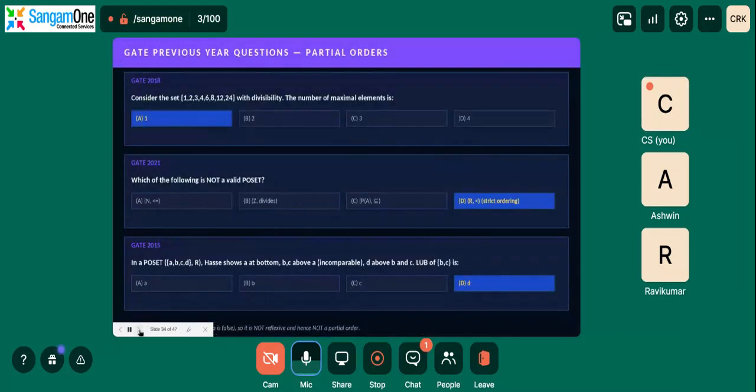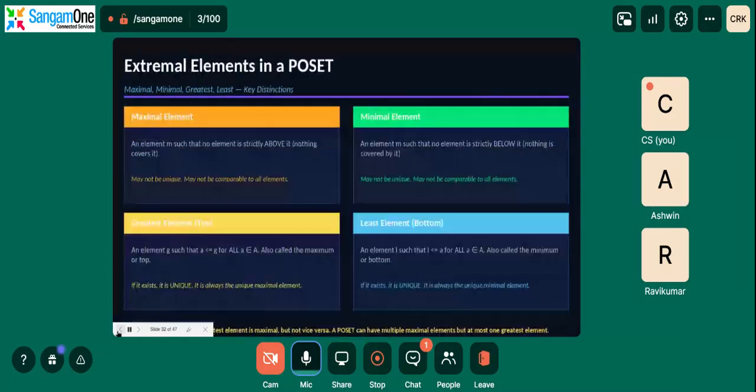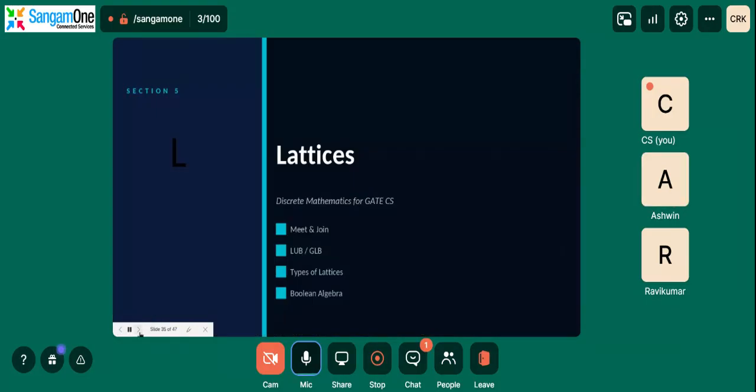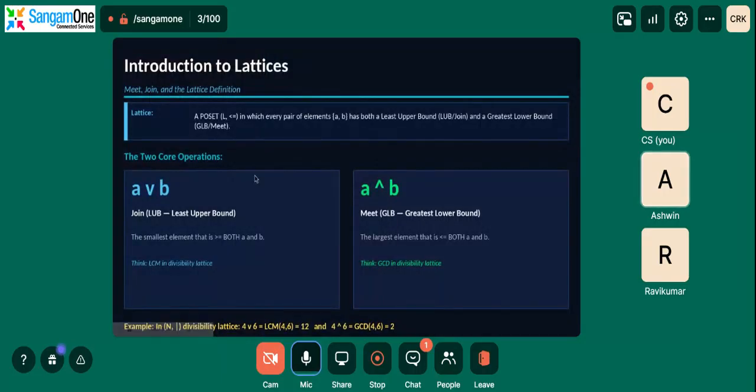Go ahead. This is a previous question. If you memorize all the problems, all the formulas and the conditions, you can solve these all. Moving on to lattices. What is a lattice? A lattice is a poset where every pair of elements has both a LUB and a GLB. The LUB is the least upper bound, and GLB is the greatest lower bound.